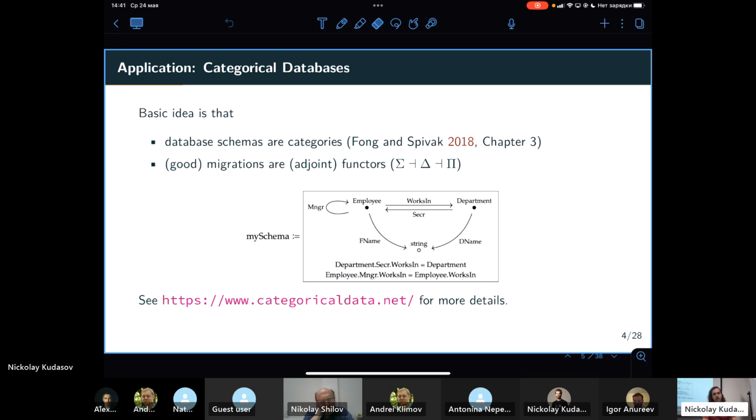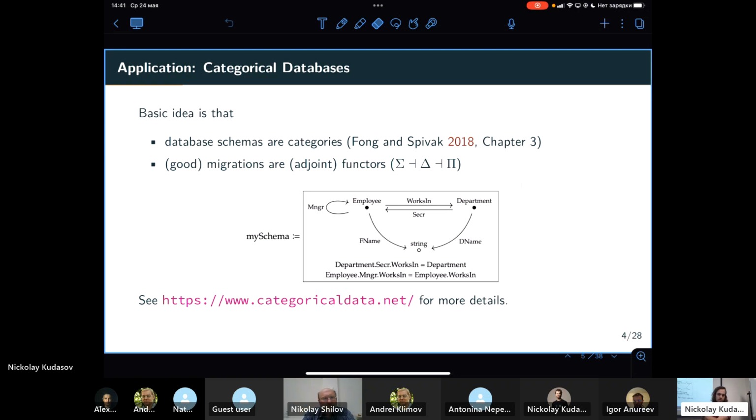And of course, on top of that, you might have certain equalities, like here you can see that department.secretary.worksin equals department, which means that if from a department you go through secretary, so the secretary of that department, and then ask where does the secretary work? Well, it should be the same department. This is just a simplified way of saying that if you compose these arrows in this way, you get an identity. And you can have other identities, other constraints in the database schema.